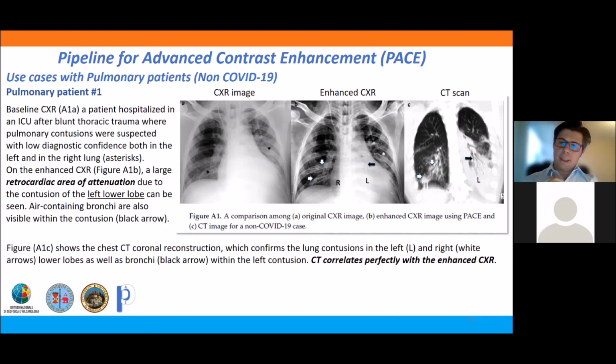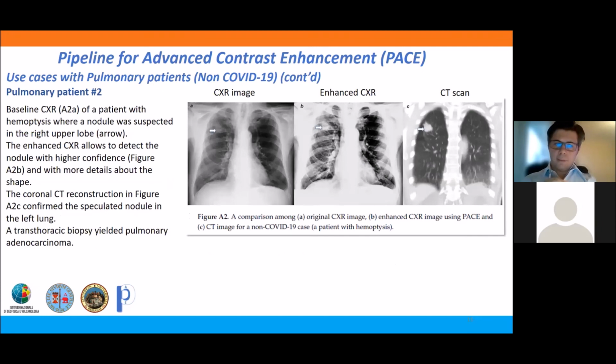What we had done is to calculate again an enhanced chest X-ray, which is visualized in the center of this image. And in this chest X-ray, there was enough evidence to identify the contusion on the left lower lobe that can be clearly seen. And in addition, we have performed a CT scan, which perfectly confirmed the position of these lesions with the enhanced chest X-ray image using PACE.